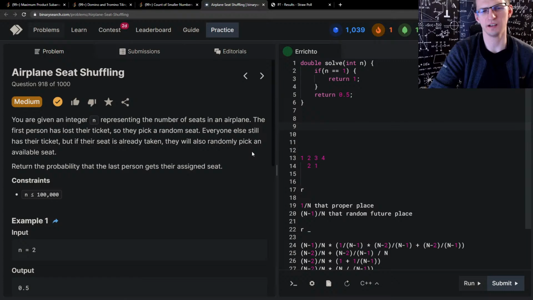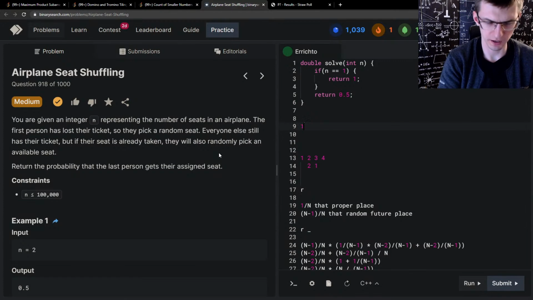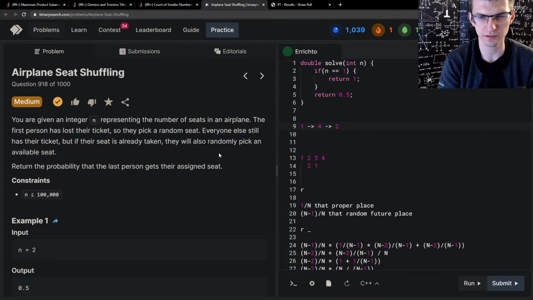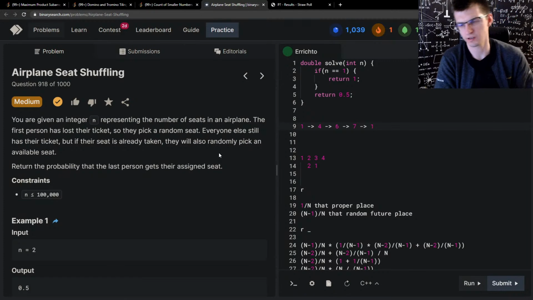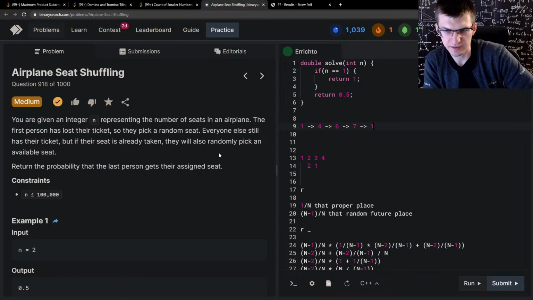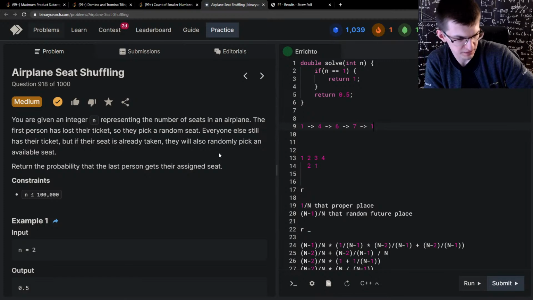This maybe changes the answer, I don't know. So 1 sits on 4, then I look at what happens with person 4. Let's say they sit on seat 2. But isn't that the case that seat 2, person 2 would enter first? So 4 can take only some future place, seat or seat 1. And eventually maybe 7 sits down on seat 1. Everybody else would sit on proper place.